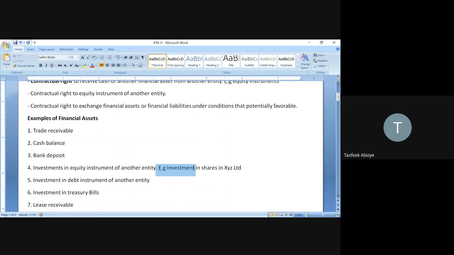Then a good example of the other one is investment in bond. Let me copy and paste so that we are very fast. A good example of this one is investment in bond. So a bond is a financial asset. However, it is an investment, it is a debt instrument. And I know we remember very well the difference between equity instrument and debt instrument.